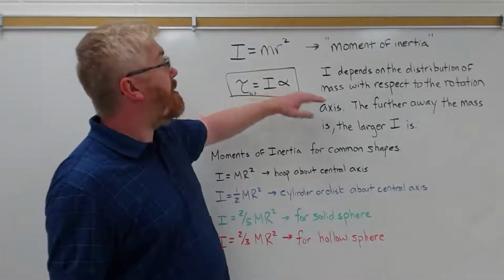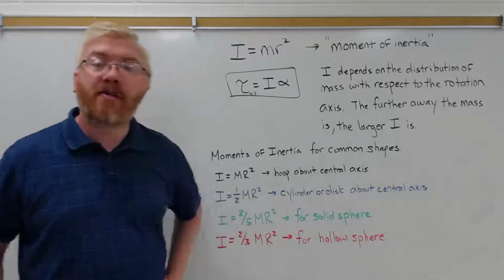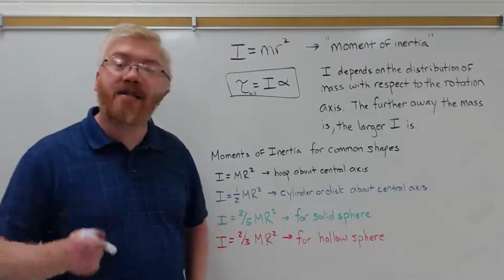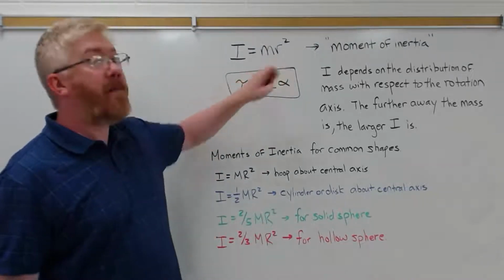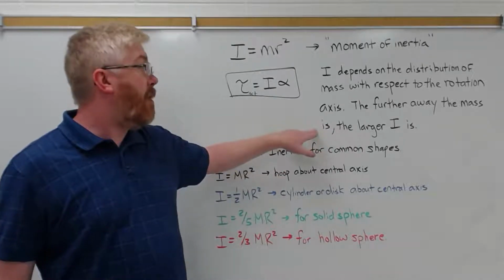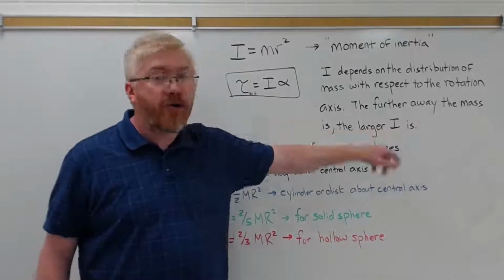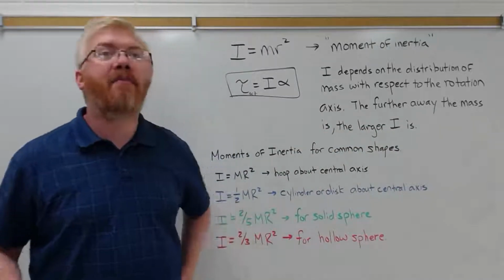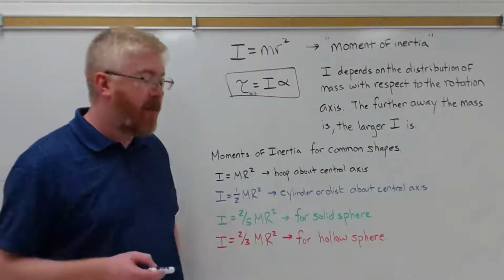And I depends on the distribution of mass with respect to the rotation axis. It's not just dependent upon mass, but where that mass is located. The further away a mass is from the rotation axis, the larger I is. And a simple example, imagine a merry-go-round. You're looking down from above.